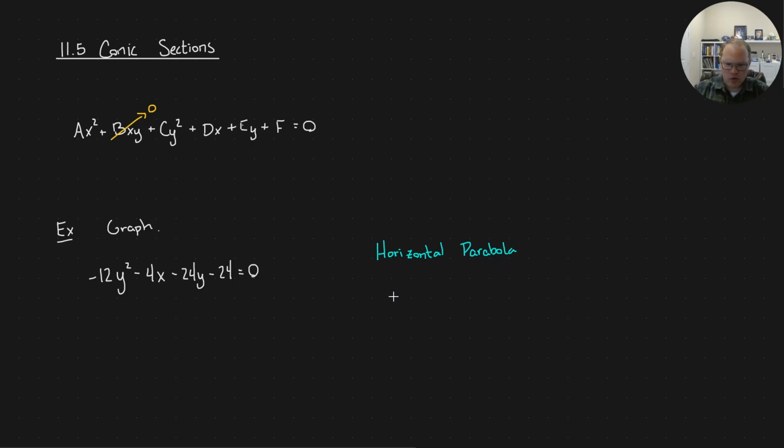And the standard form for a horizontal parabola is x equals some constant times y minus k squared plus h. If I can get it into this form, I can easily graph the parabola. So the trick is getting it into this form. Okay? So I'm going to start by doing what I can. I'm going to isolate the x in the equation.